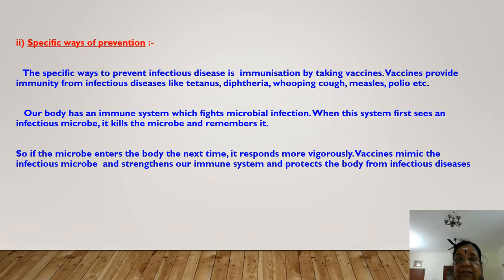After 4 or 5 months or after a year, when chickenpox tries to affect the same person, he will not be affected because the immune system will remember the microbe and kill it. It will not allow the chickenpox virus to enter the body. So if the microbe enters the body next time, it responds more vigorously. And vaccines mimic the infectious microbe and strengthen our immune system and protect the body from infectious diseases.